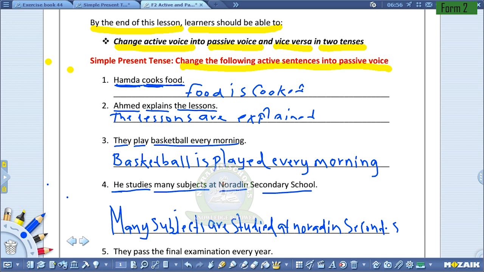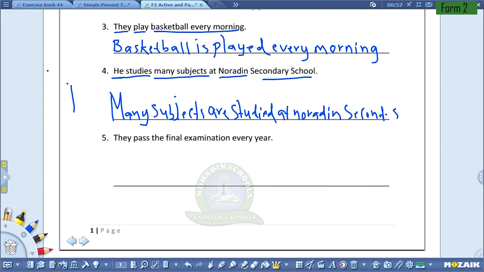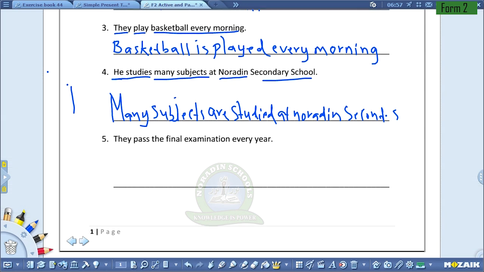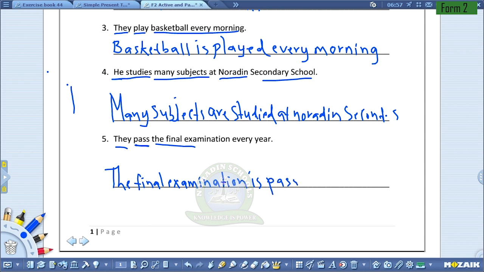Let's continue. They pass the final examination every year. Here is the subject. We also have the verb, and this is the object, the final examination. We can start with the final examination. The final examination is passed. When it comes to past and past participle, there is no difference here; we add only ed. The final examination is passed every year.